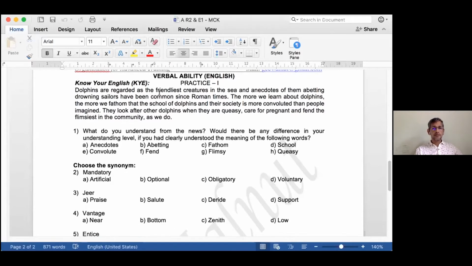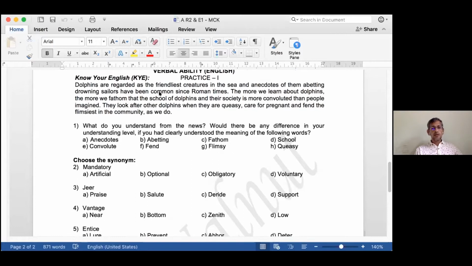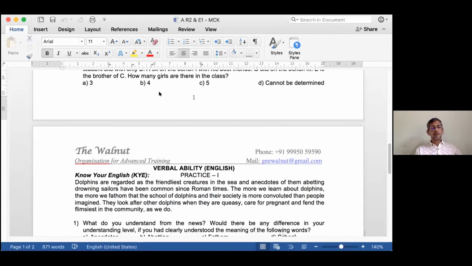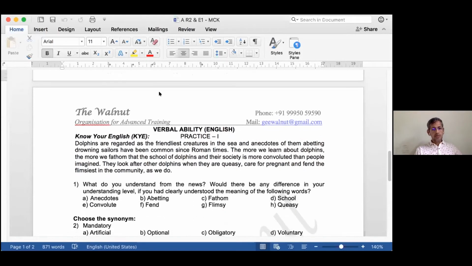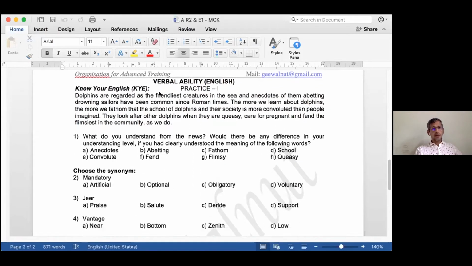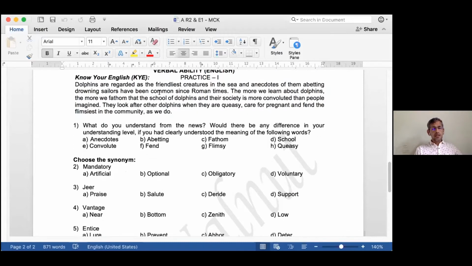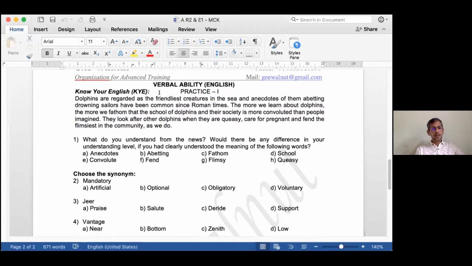Verbal ability. So what are the types of questions expected from verbal ability? Usually the questions you see in exams and aptitude tests are synonyms, antonyms type questions, reading comprehension type questions. Then you have sentence corrections. These are the major varieties of questions you may have from verbal ability. So we'll take a look at some of the questions here.